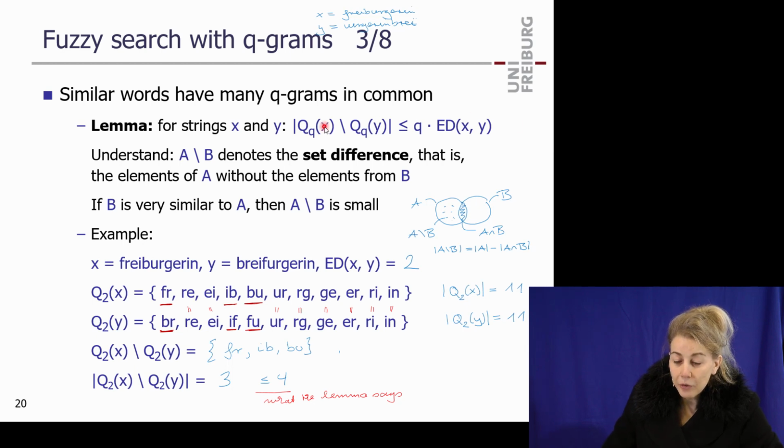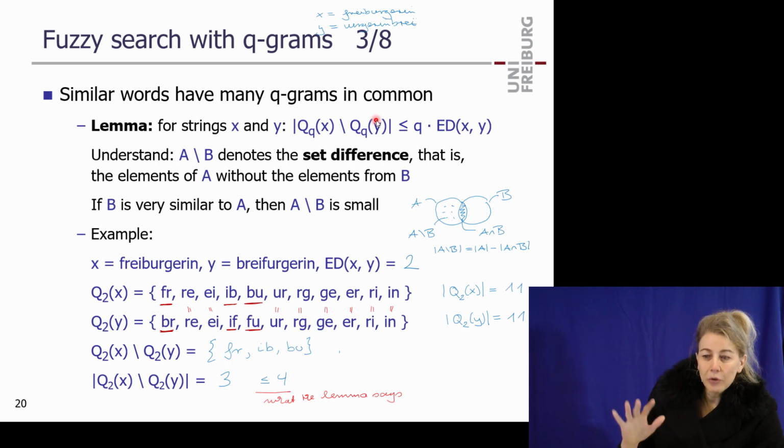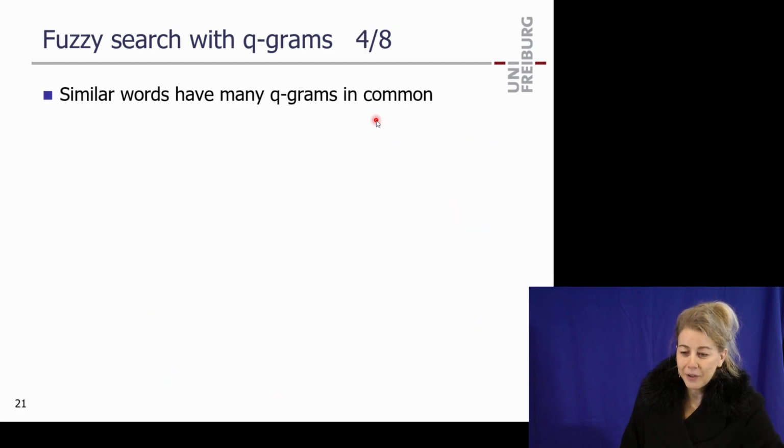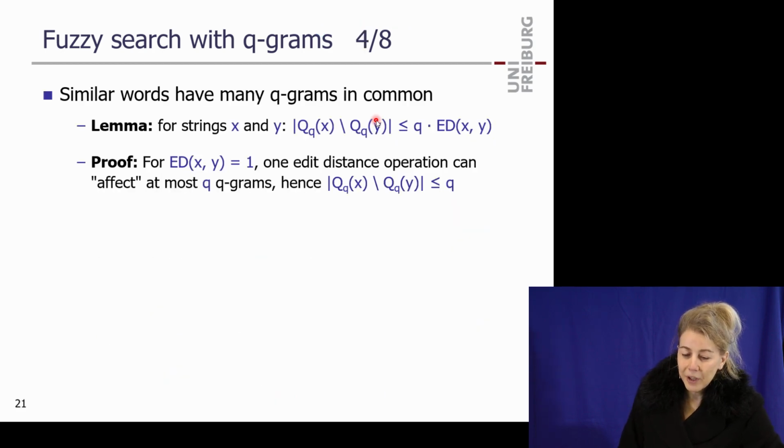Now I've given you the intuition for this lemma, and now let's prove it. And let's go through the proof rather quickly, because it's not part of the exercise, but of course eventually you should understand it and be able to prove it yourself. So how does one prove it? Well, we've given the main intuition already. Let's say the edit distance is 1.